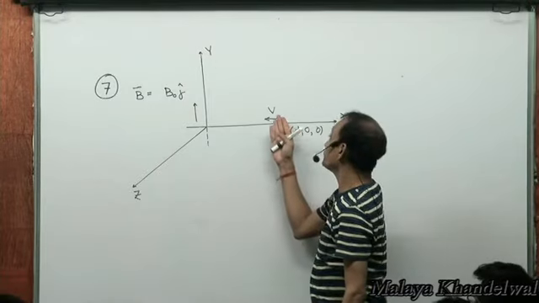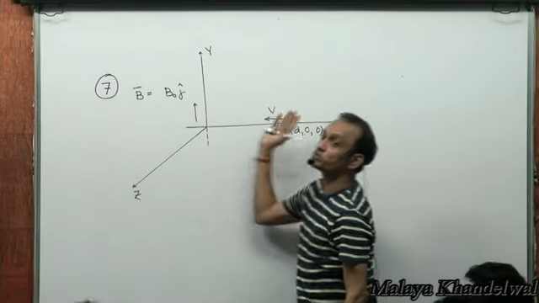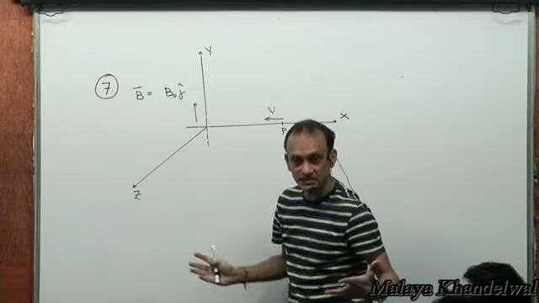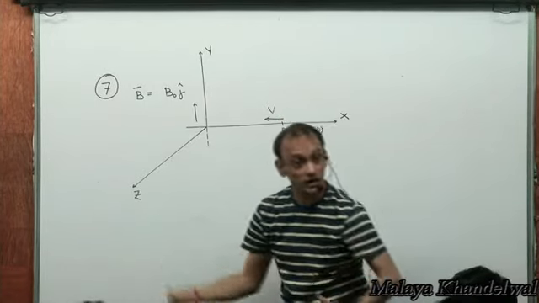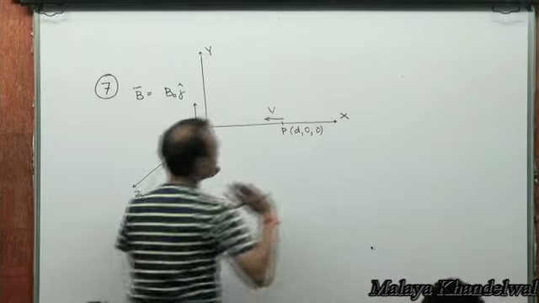What can be the maximum? Of course, if you go on increasing V, its prospect of hitting the YZ plane increases. So there is a limit to which you can increase V so that it still does not hit the YZ plane. Now, first of all, tell me this.